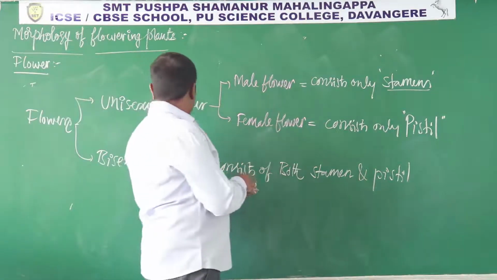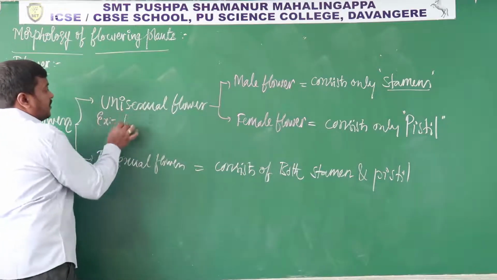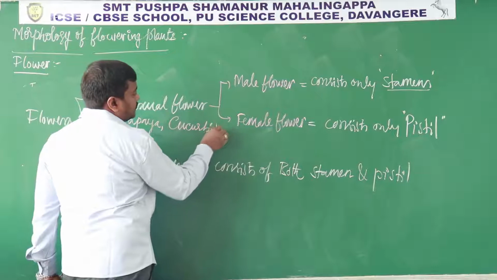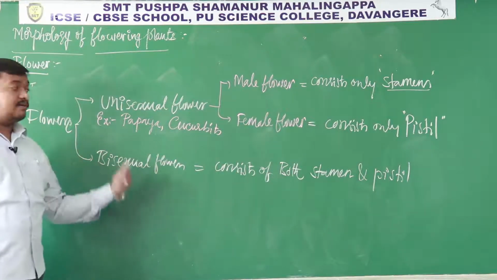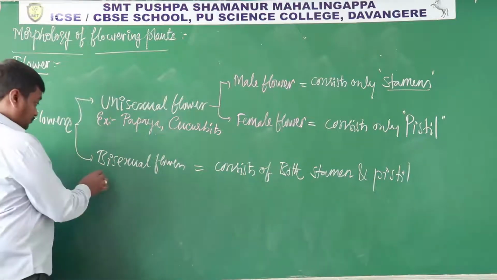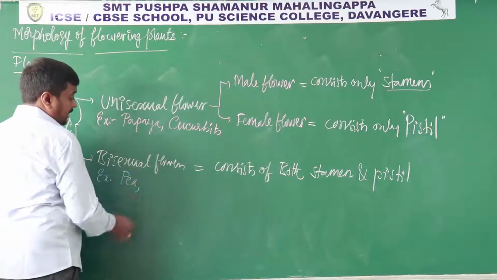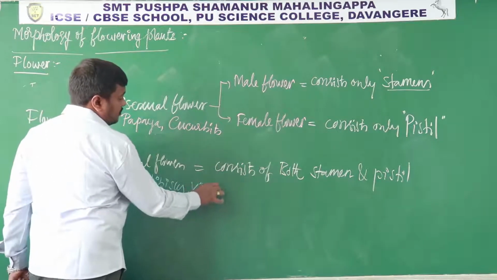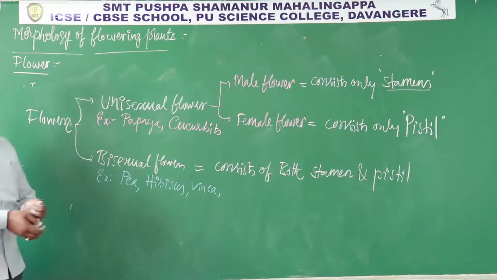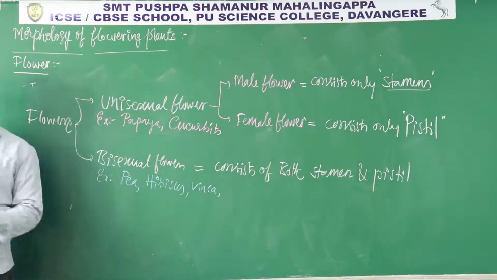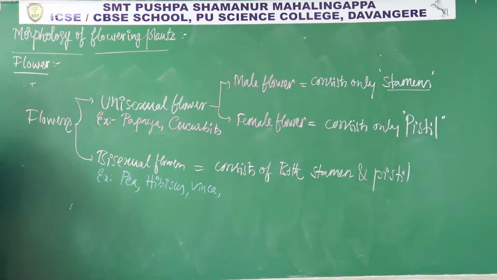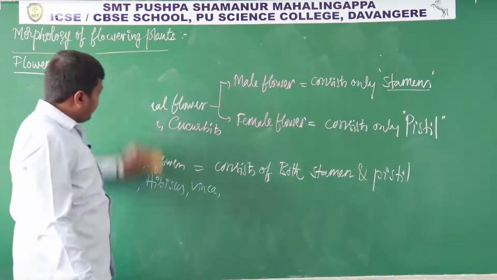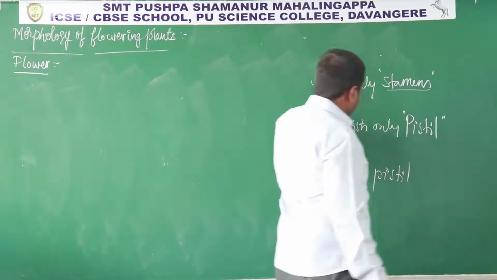For male and female flowers, or unisexual flowers, we can give the example of papaya, then the cucurbits I mentioned earlier: pumpkin, bitter gourd, ridge gourd. They are all cucurbits. Then bisexual flowers, many are there like pea plant, hibiscus, then vinca. So you can give many examples for bisexual flowers. So this is the type of flowers based on whether they have stamen or pistil or both.